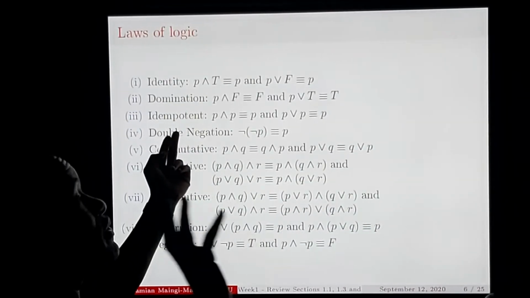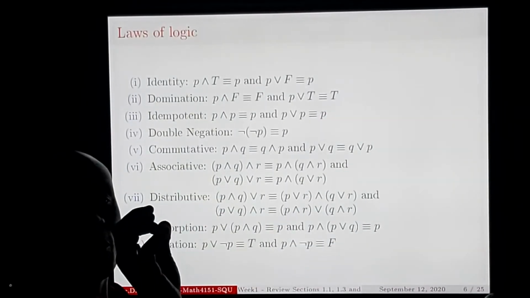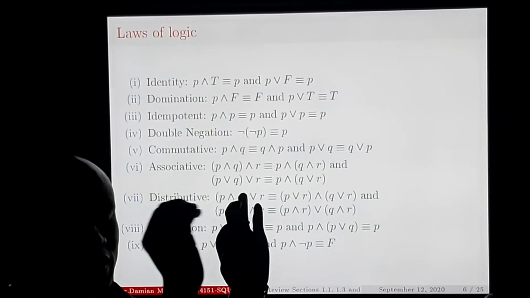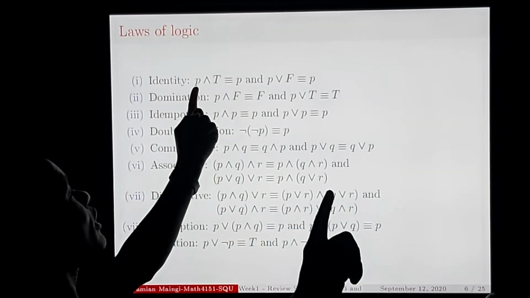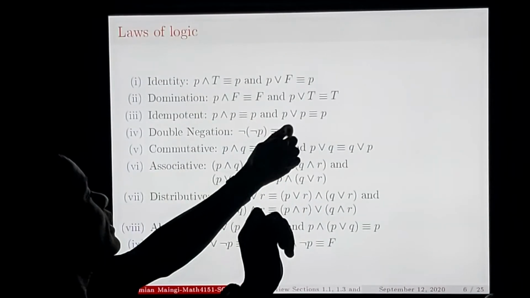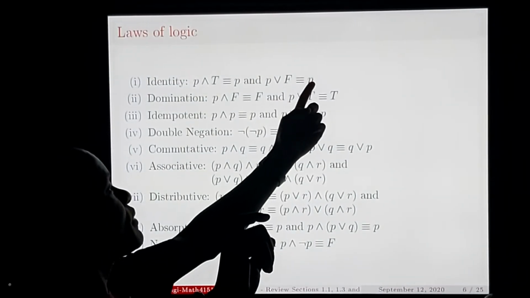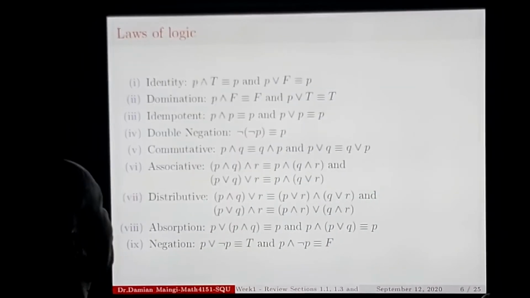So what do the laws say? The identity law just says that, identity, like 0 plus 1. 0 is identity. 0 plus 1 gives you 1. So this is what we're doing. So you take P and true, it gives you P. P or false gives you P. So you can see P is the identity here. Okay, it's behaving like the identity.